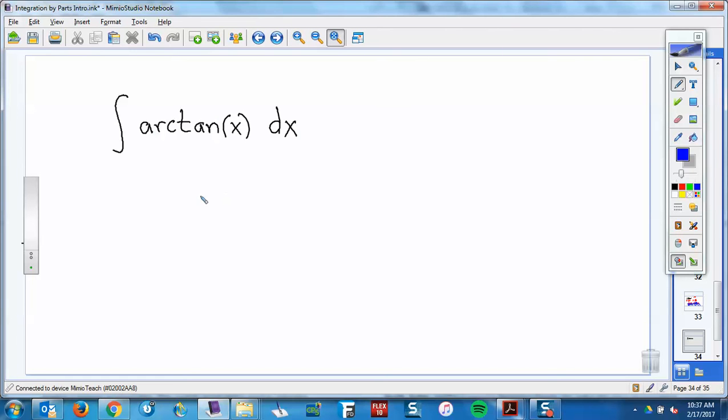So we have to split this into parts. So one part is the u. LIATE would tell us we probably want that inverse trig as our u. We do not want that as our dv, because if we knew how to do the antiderivative of arctangent, we would just do it. We'd be done. So the u is going to have to be arctangent. And so the dv is whatever's left, which is just dx.